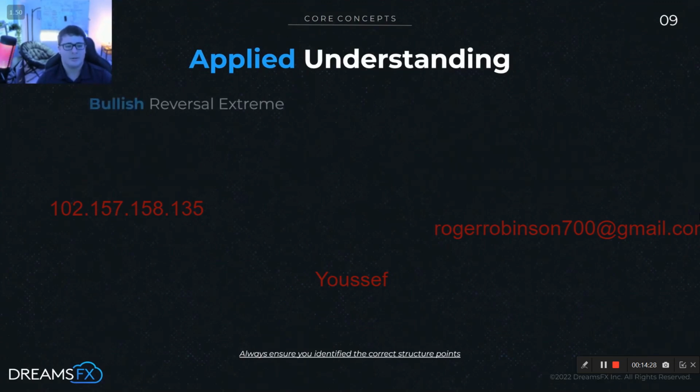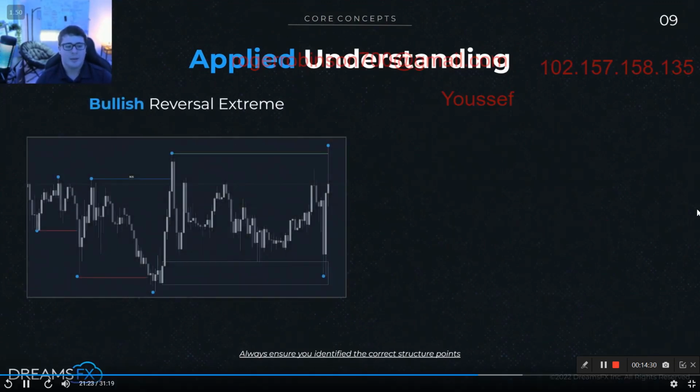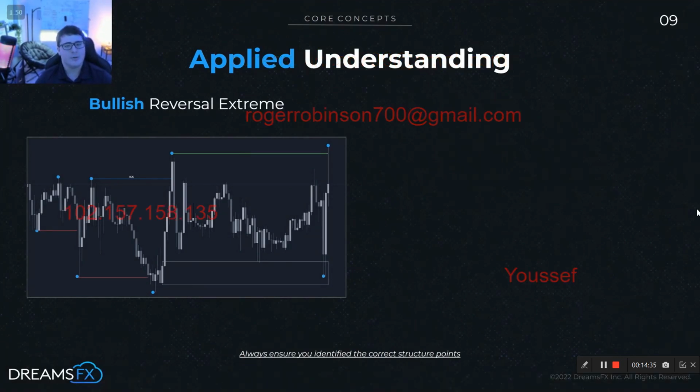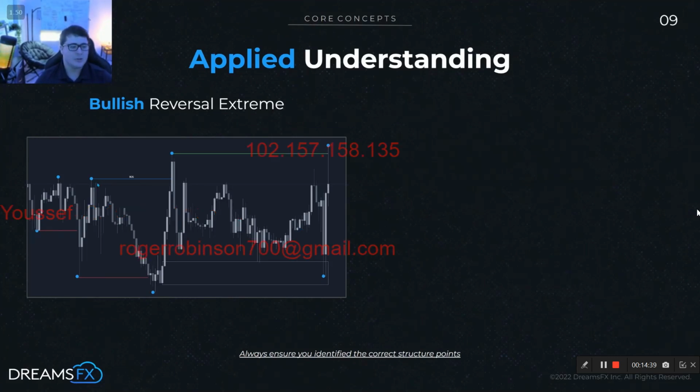Now the applied understanding. The bullish reversal extreme. When we're looking at structure and we see a bullish reversal extreme, that means that we had a previous sell trend, bearish trend, that has now shifted bullish. So we can clearly see here, the first thing you always do is mark your structure. We have a lower low, lower high, lower low, lower high, lower low.